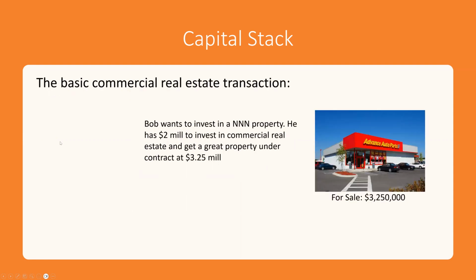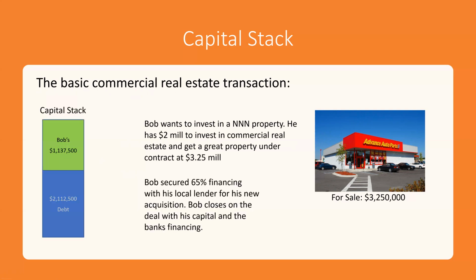So the basic commercial real estate transaction that we're all familiar with. Bob wants to invest in a triple net property. He has $2 million to invest in commercial real estate, gets a great property under contract, $3.25 million on the purchase. It's an Advance Auto. Everybody loves them. Not as big as some of the other retailers. Great selection of parts. We'll go into that in another conversation.